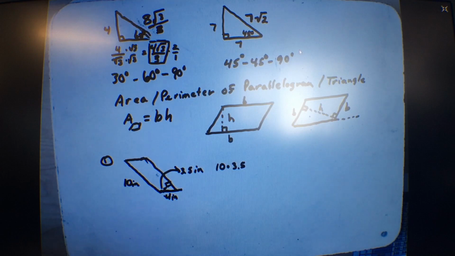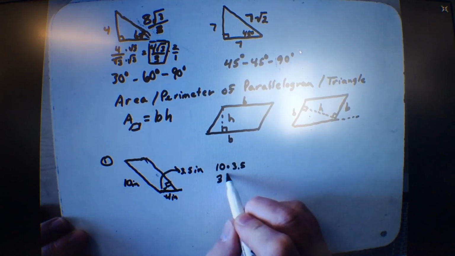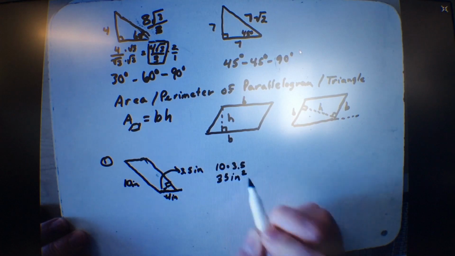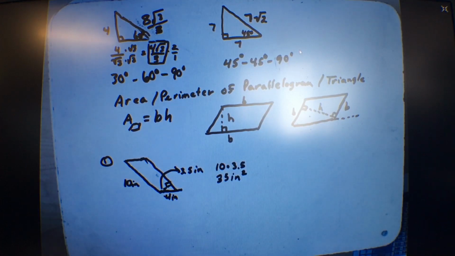Because my picture doesn't do a lot of justice, so the height 3.5 is the height between which two sides? The 10 and the 10 or the 4 and the 4? The 10 and the 10. It's perpendicular to the 10 and the 10. Therefore, I have to take 10 times 3.5, which is 35 inches squared. Does that make sense to you, Nelson? Yeah. All right.